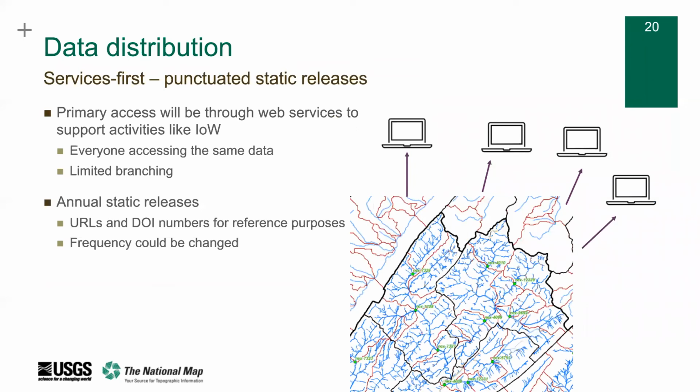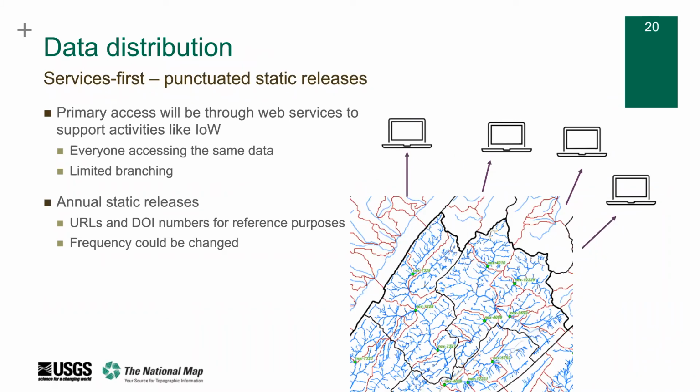Another fairly fundamental shift is we're really looking at this as a services first product. We talked a little bit about the Internet of Water and being able to find locations on the stream network. People need to all be using the same version of the stream network in order for that to work. And so hitting a service facilitates that in a way that having periodic downloads just doesn't.